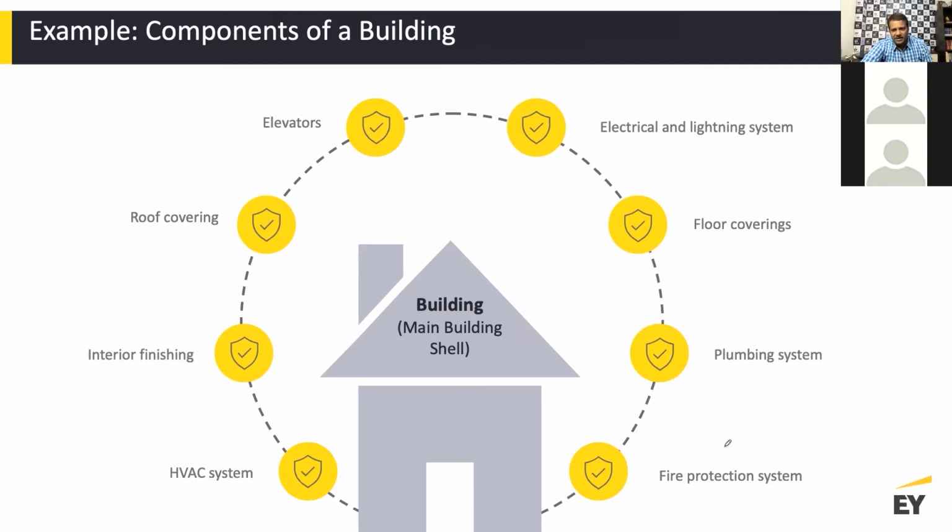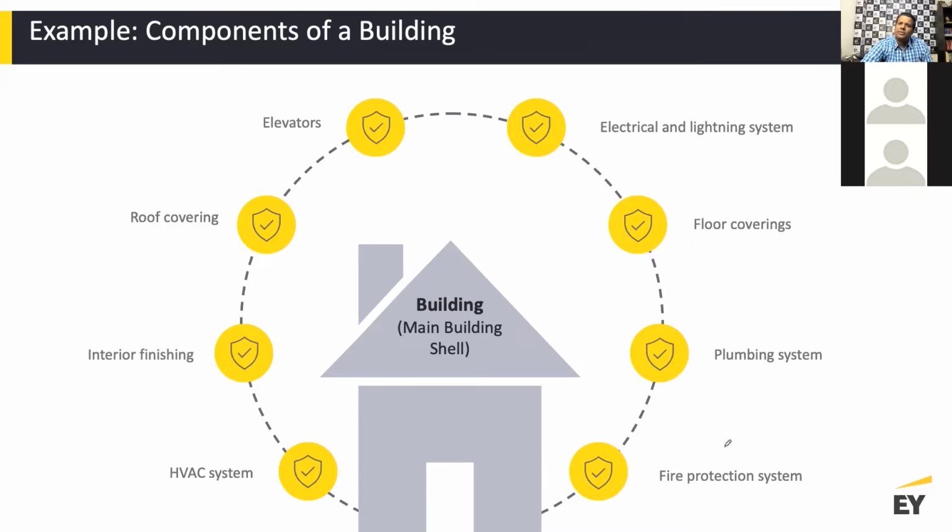So the value has to be significant, and the life of that component also has to be significantly different from the main asset. For example, if I have a roof covering here, and the life of the building is 25 years, and the life of the roof covering is also 25 years, then I am not supposed to separate it, because it doesn't give me any additional objective or purpose as to why I separate this, because my depreciation cost will be one and the same.